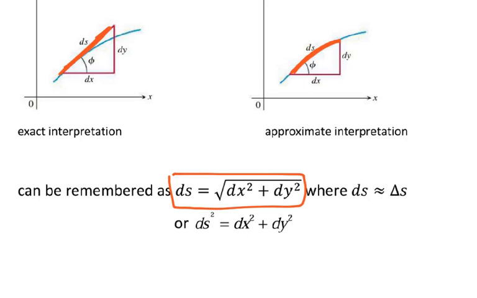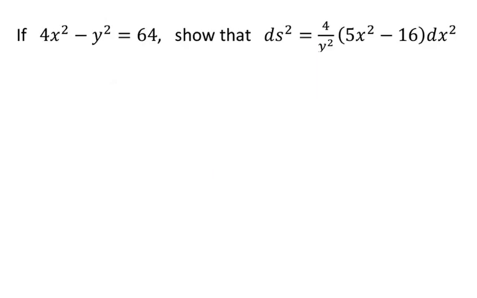So let's look at an example. And when we look at this example, this is really just about understanding how to manipulate these problems. So here we have a function, 4x squared minus y squared equals 64. And we want to show that ds squared equals 4 divided by y squared times the quantity 5x squared minus 16 times dx squared.